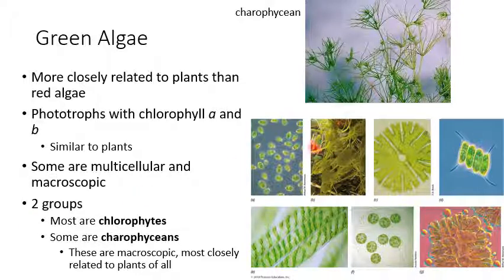So on the bottom here, you have different chlorophytes. You can see some of them are unicelled, some of them are multicelled, some of them form kind of crazy structures. And then at the top here, you have a charophycean. So this is actually macroscopic algae, so you don't need the microscope to see it. You could just find this growing. And I probably have actually in the past.